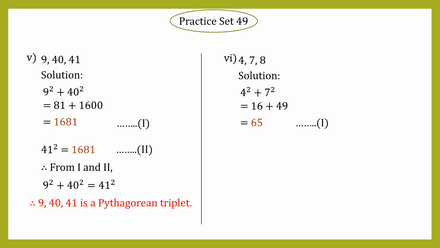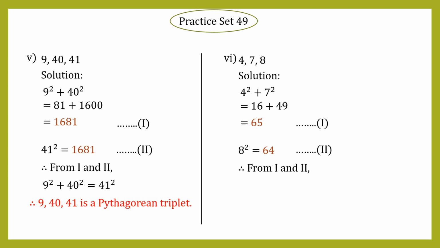This is equation number 1. Now let's take up the square of the largest number. Out of 4, 7, 8, which is the larger number? Yes, it's 8. So let's take up the square of 8. 8 square is 64. This is equation number 2. Now we need to observe equation number 1 and 2. Dear children, tell me, what is your observation? Are the values equal? No.